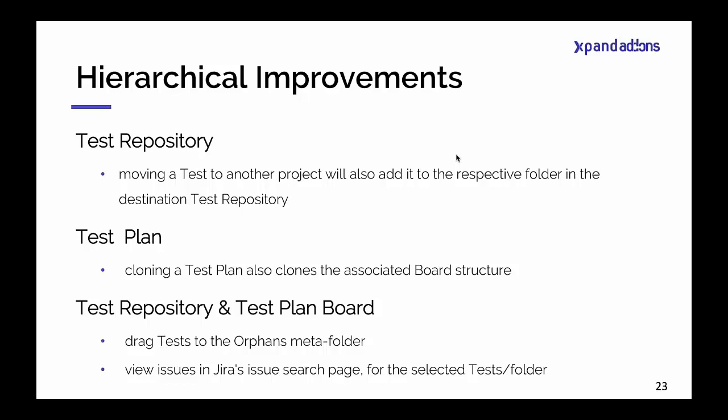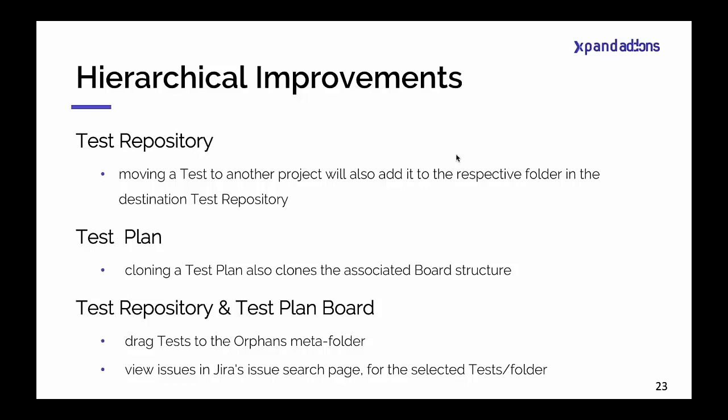Also, a similar thing with test plans. So, for example, if you clone a test plan, you will also get the cloning of the associated board structure. And this is something that we were unable to make on time for the 3.0 version, but we are now delivering it, and it was something that customers were demanding because it's quite useful. And it makes all sense, right, John?